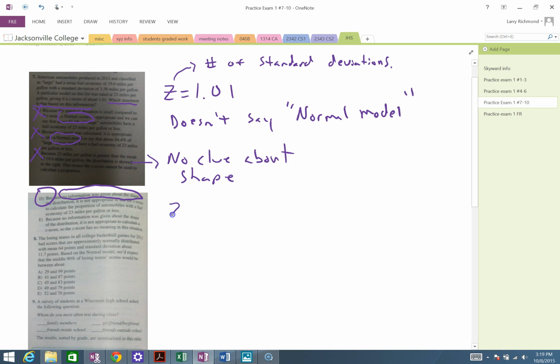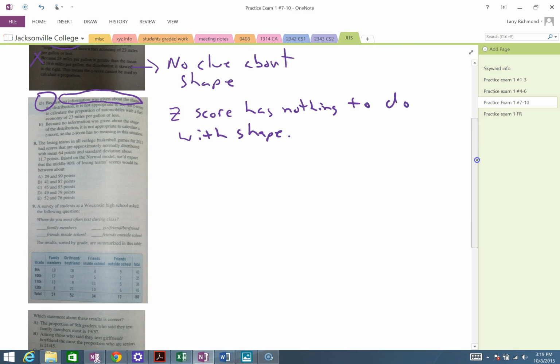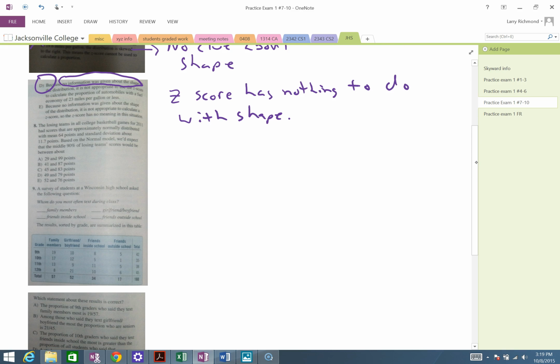So z-score has nothing to do with shape. It is simply a number of standard deviations. All right. Number 8.